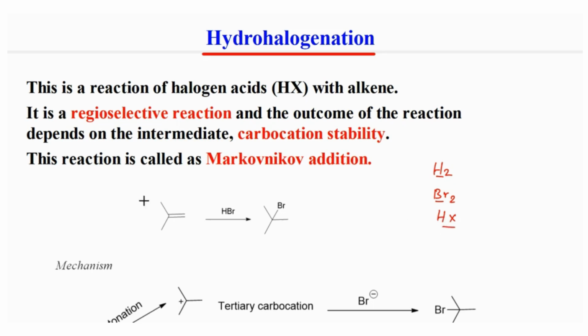Now which atom will add to which alkene carbon? That matters a lot. That's why this reaction is regioselective, and the product depends on the carbocation stability. In conclusion, this reaction is called Markovnikov addition. Now let's see how the reaction mechanism takes place for this product formation.